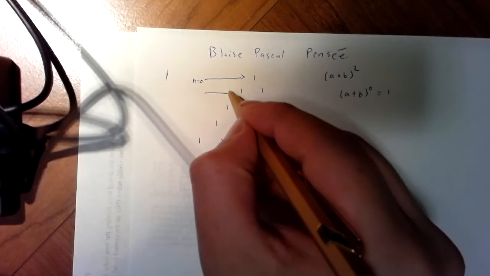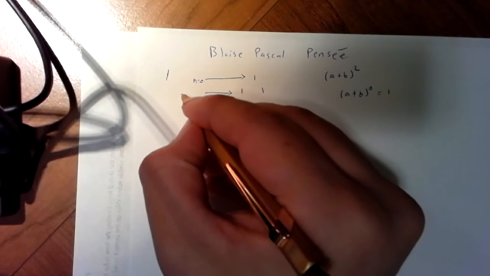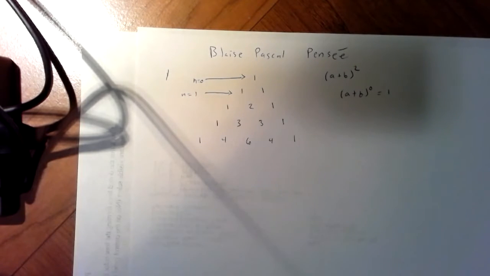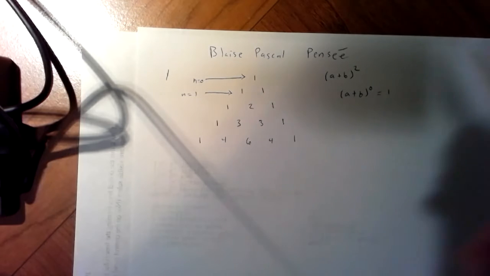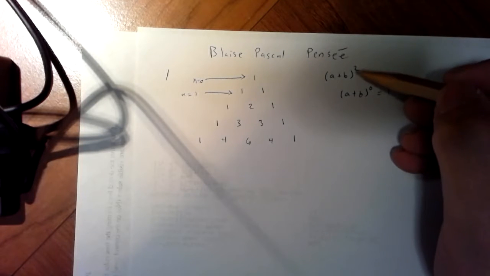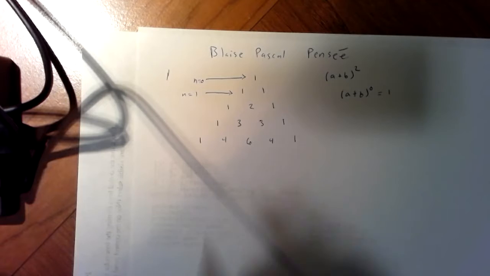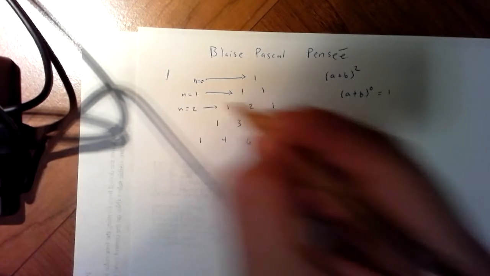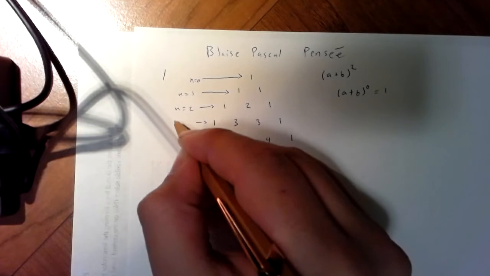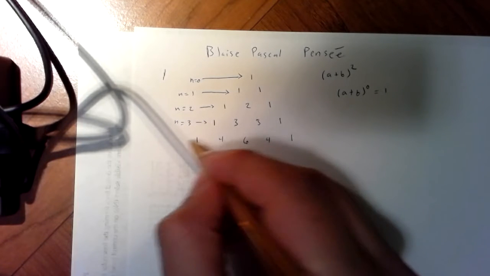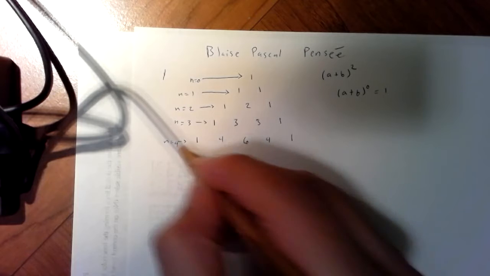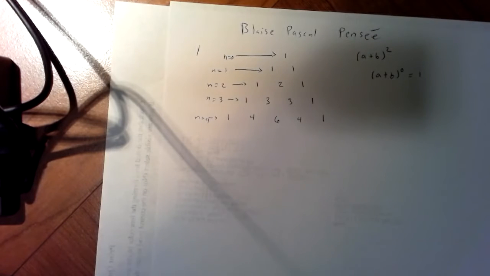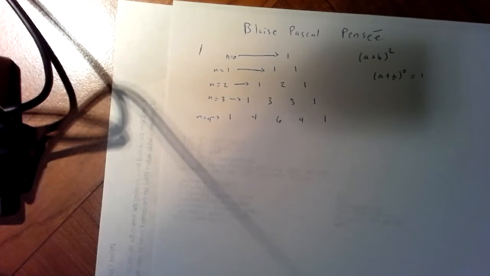The second row corresponds to n equals 1. So you'll be using these coefficients when you have 1 as your exponent. The third row corresponds to n equals 2. Then the fourth row, n equals 3. Fifth row, n equals 4. Okay, and so on and so forth. So how do we use this triangle?